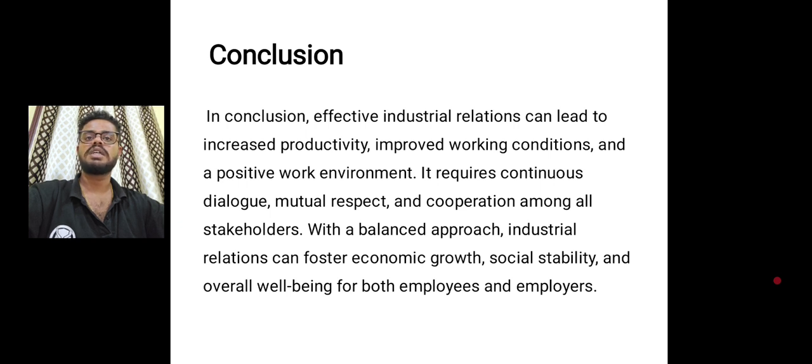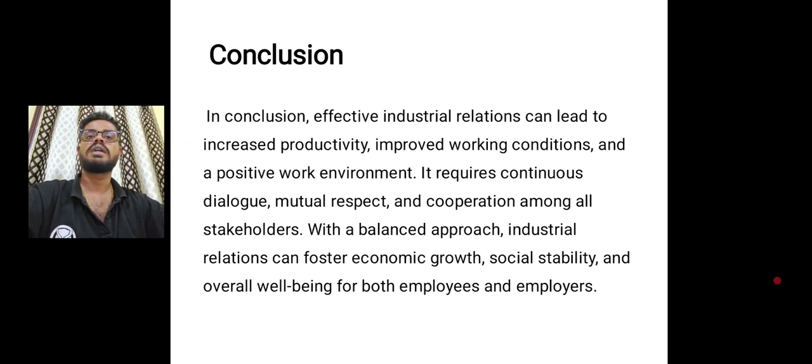Fifth one, diversity and inclusion. There is a growing focus on diversity, equity, and inclusion in the workplace. Companies are increasingly being held accountable for their DEI practices and are implementing policies to ensure a more inclusive work environment.